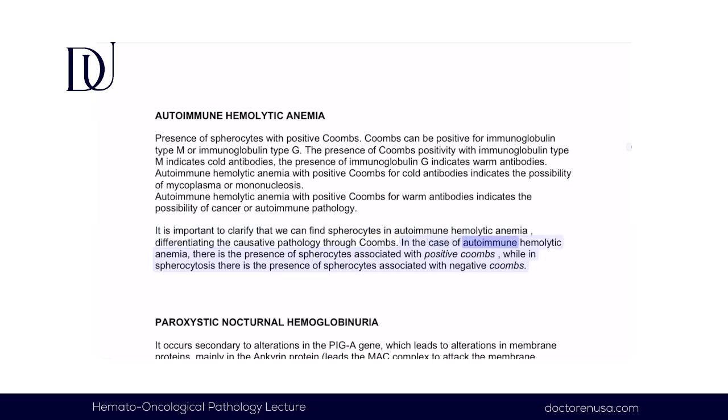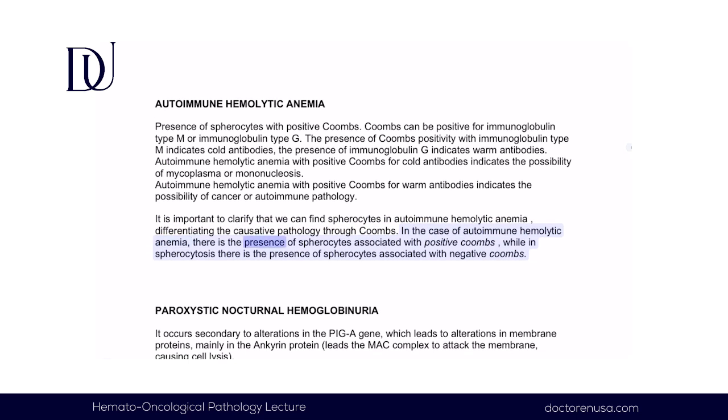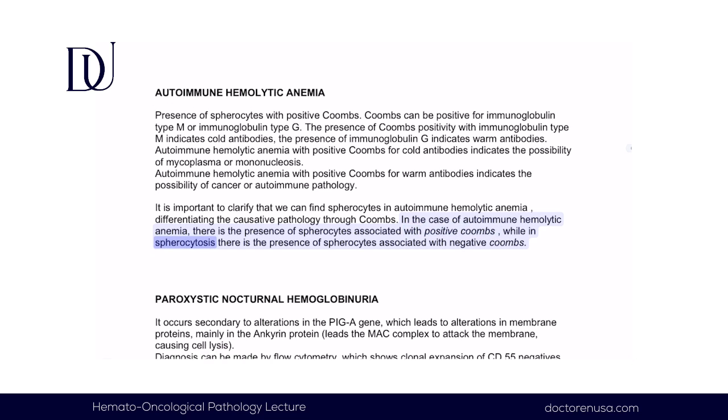In the case of autoimmune hemolytic anemia, there is the presence of spherocytes associated with positive Coombs, while in hereditary spherocytosis there is the presence of spherocytes associated with negative Coombs.